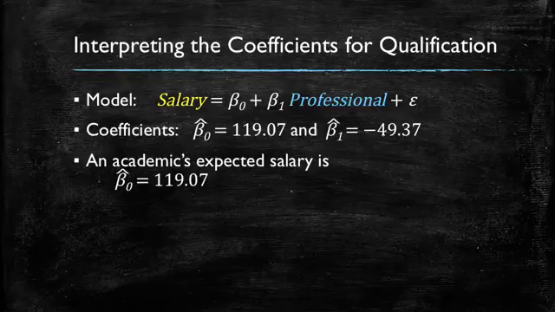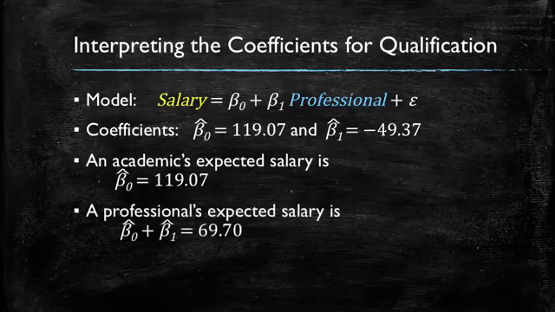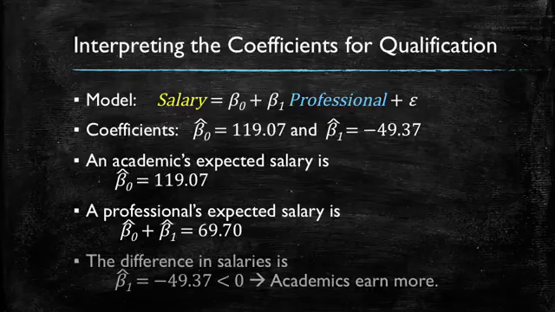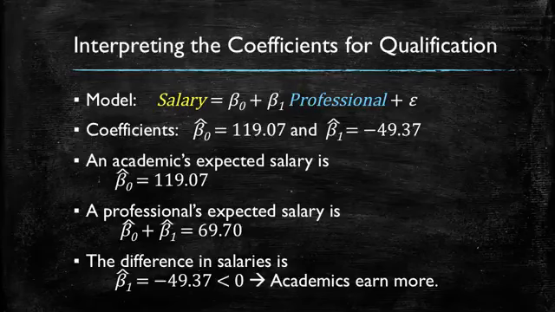We can also easily compute the expected salary for a professional, case in which the professional dummy is turned on, so we add up the estimates of beta 0 and beta 1, and we find that the expected salary of a professional professor is 69.70. And we were also interested in testing if the two categories earn different salaries, which was given by beta 1. And we find that beta 1 is negative and statistically significant, statistically different from 0. So we can conclude from this analysis that academics earn more than professionals, as we had expected.